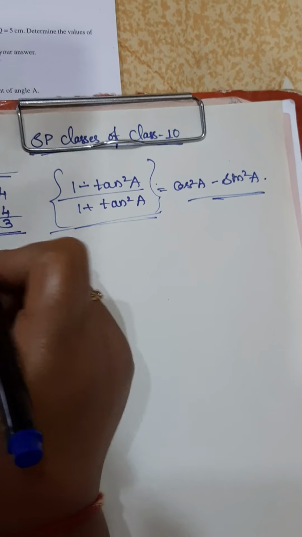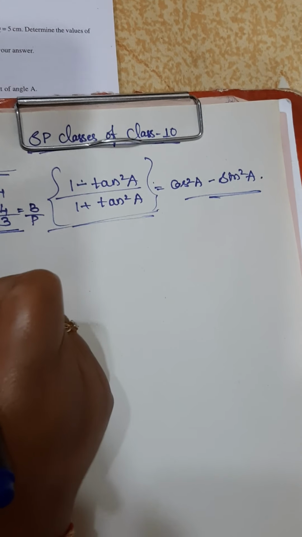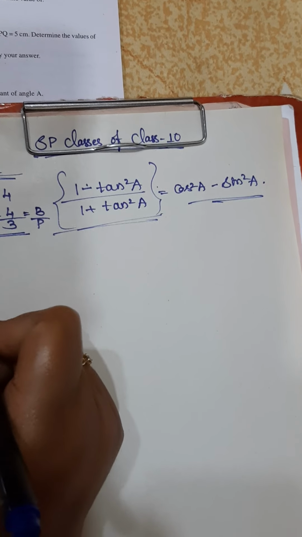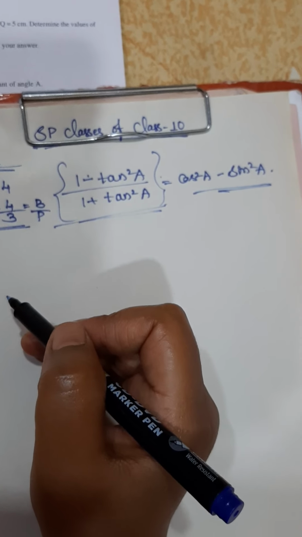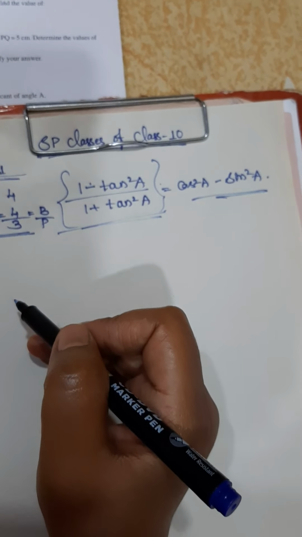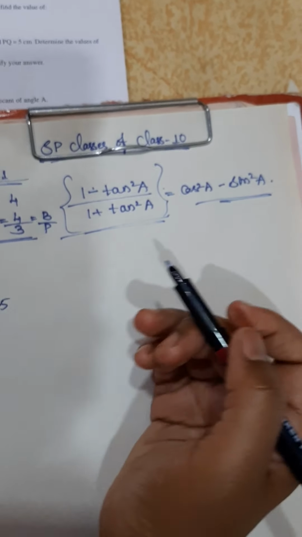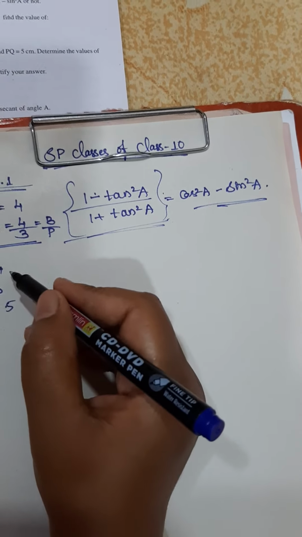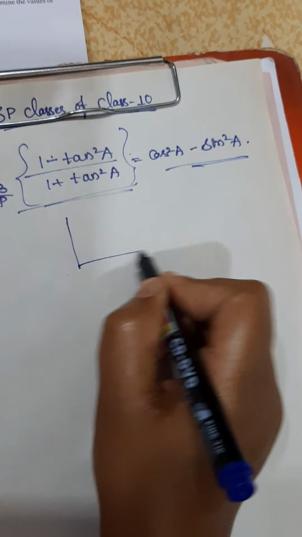According to this, the cot formula is B by P, so we got the P and B values. Here B is equal to 4 and P is equal to 3. H we don't know. We'll find out H by the Pythagorean theorem. The triplet 3, 4, 5 we know will obviously satisfy the Pythagoras theorem. When we have 3 and 4, the hypotenuse will be 5 only. But still we will check this one.